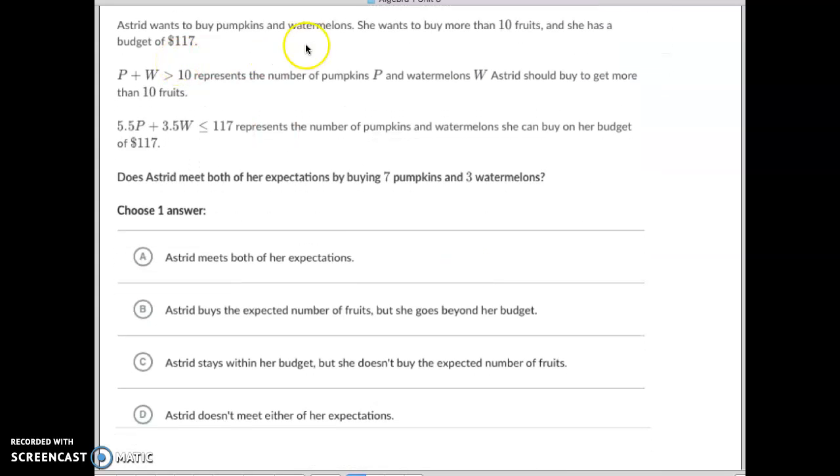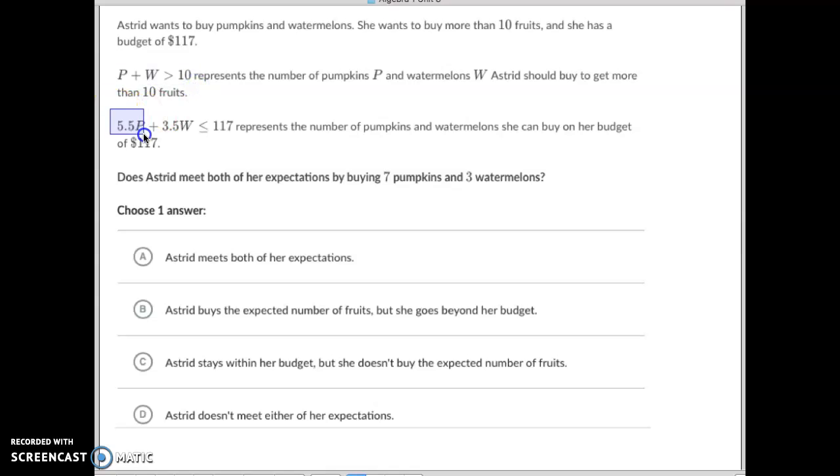Astrid wants to buy pumpkins and watermelons. By the way, pumpkins and watermelons are both fruits, I guess. She wants to buy more than 10 fruits, and she has a budget of $117. So here is the equation for the first one. She wants P and W, pumpkins and watermelons, to be greater than 10.